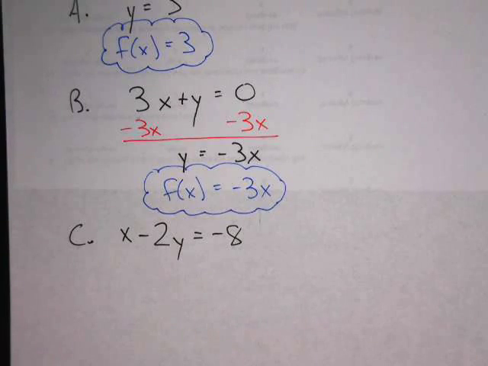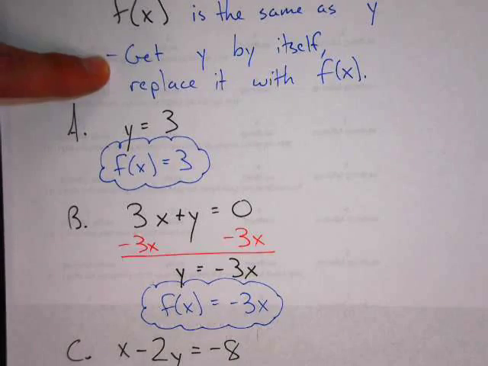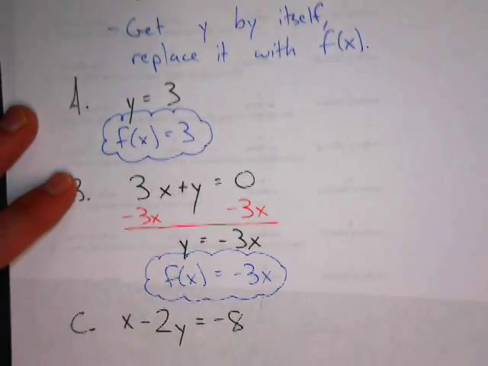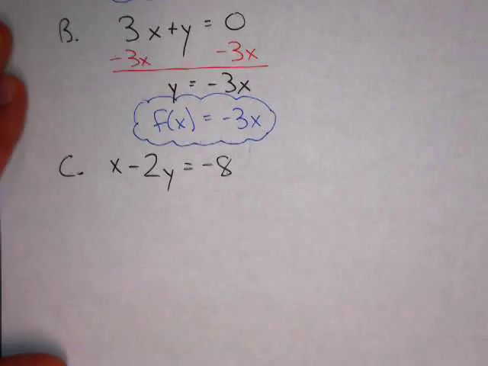So now we're going to write that in function notation. Remember, all we have to do first is to get y by itself. Once we get y by itself, that easy switch, and we're done. And so that's what's going to happen here.